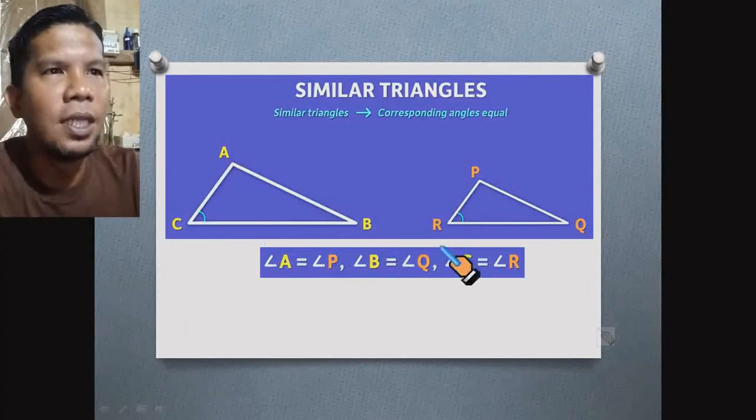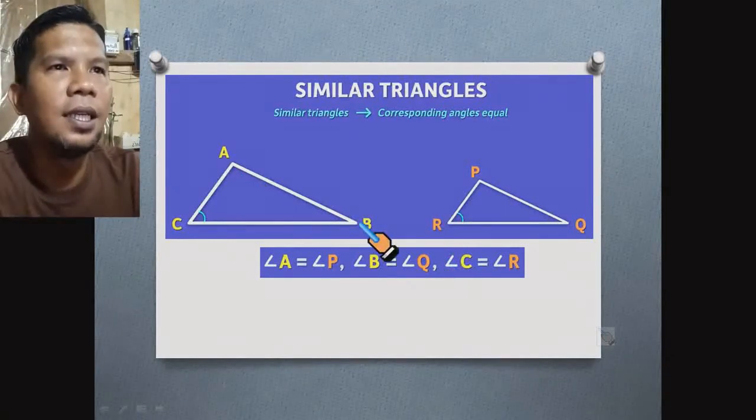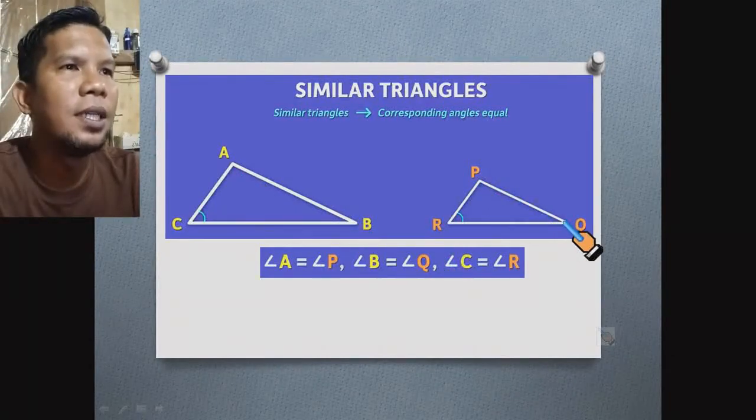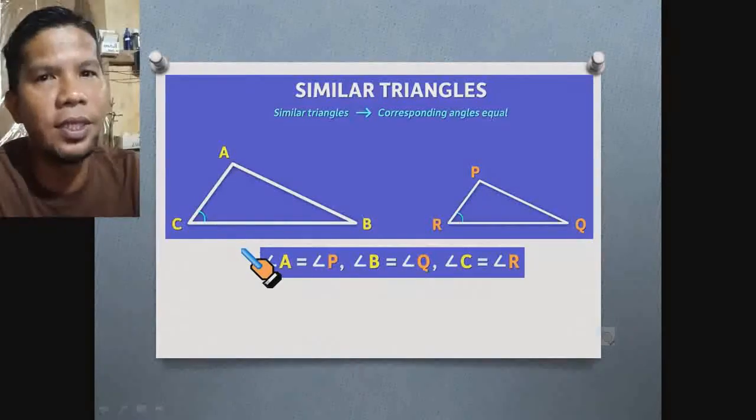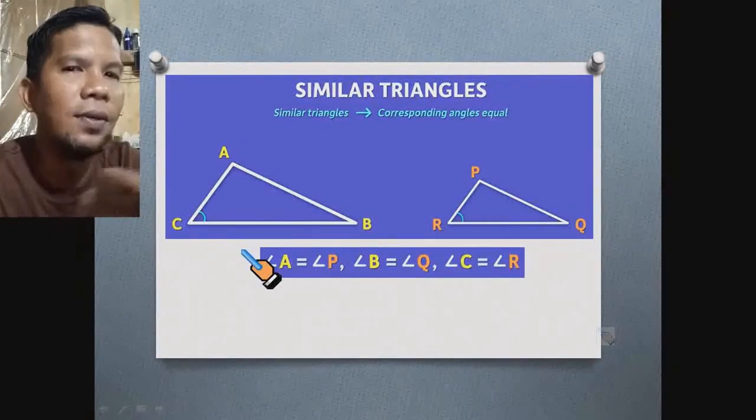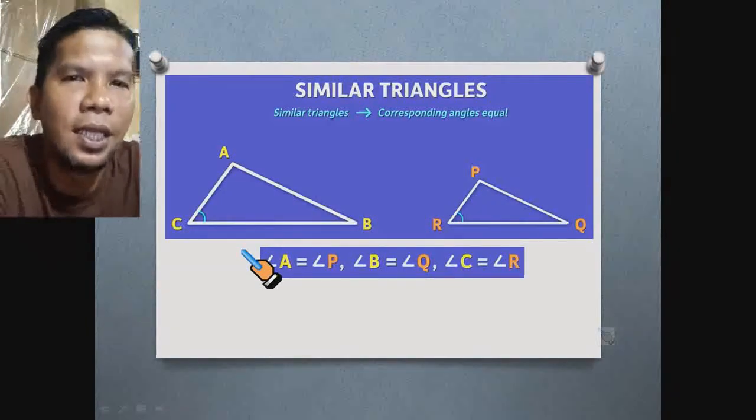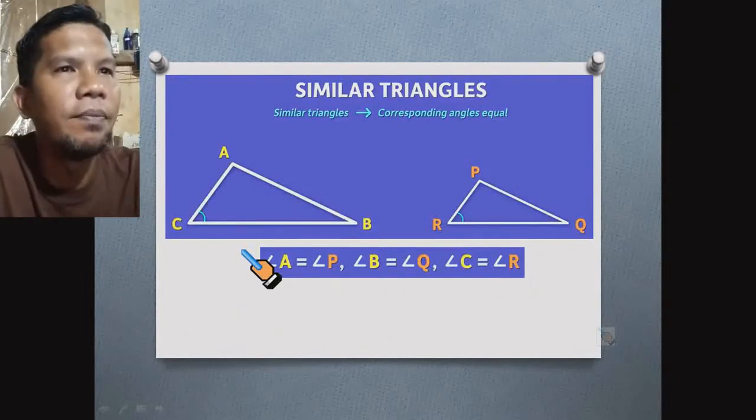Ganun din ang case, no? Dalawang angle lang. Angle A, angle B, angle P, and angle Q. Okay na silang dalawa. Kasi yung third, it will follow. Kahit dalawang angles lang, sa dalawang triangle lang sukatin mo, it will add up. Pwede na siya.